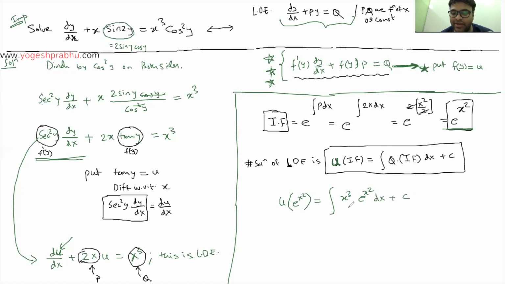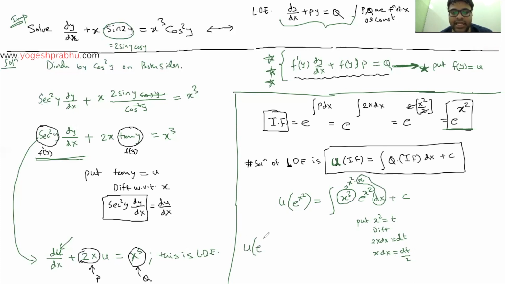Now, all we have to do is evaluate this integral, and the best thing we can do is the substitution. Supposing I put x square equal to t, then if I differentiate this, I get 2x dx equal to dt. So x dx is equal to dt by 2. And I can always write this x cube as x square into x. This x dx is going to be dt by 2, and x square I can write as t.